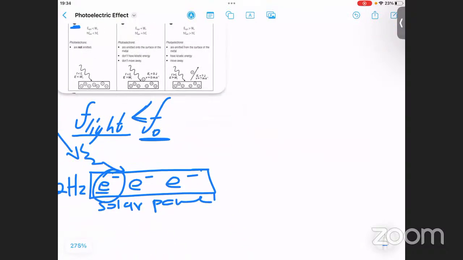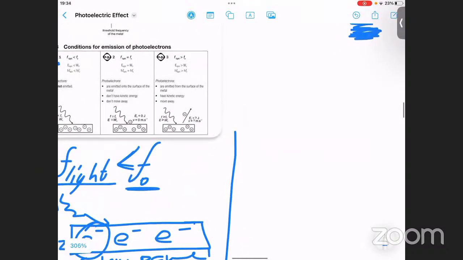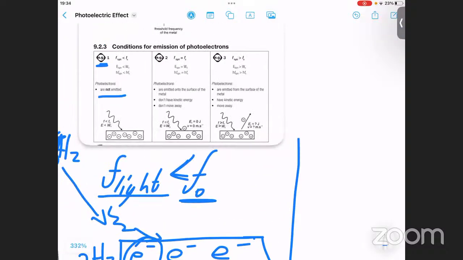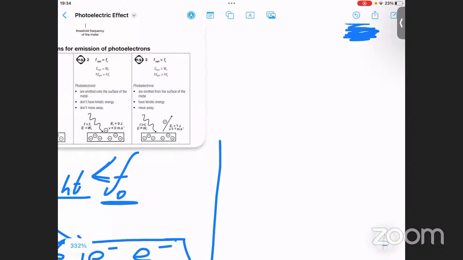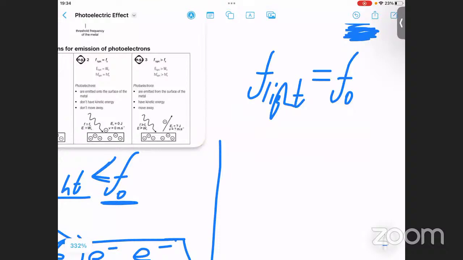Maybe let's look at scenario number 2. When it comes to scenario number 2, you can see it is summarized: the photoelectrons are not emitted. Scenario number 2, we look at a situation where the frequency of that light is now equal to the frequency of the photoelectron. What if now they are equal? The energy of the light is equal to that of the photoelectrons. What happens in that situation?